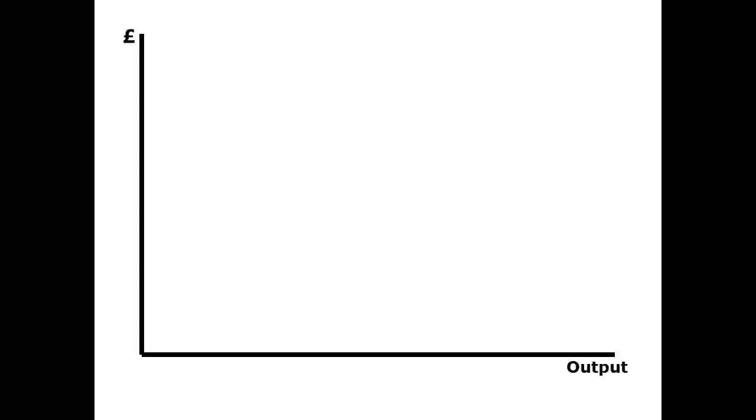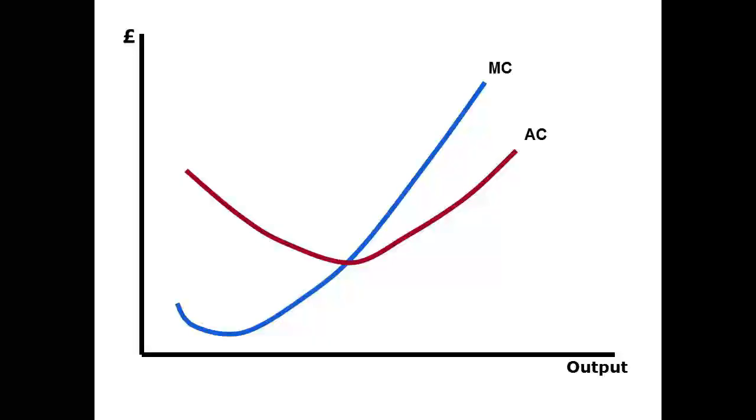To draw our diagram, we start with pound sign and output on the axes, and we can draw our cost curves as usual, the U-shaped AC curve and the tick-shaped MC curve. Because we've assumed that the industry and the monopolist are the same thing, we know that an industry's demand curve slopes downwards. There's an inverse relationship between price and quantity demanded. So the demand curve for the monopoly slopes downwards.